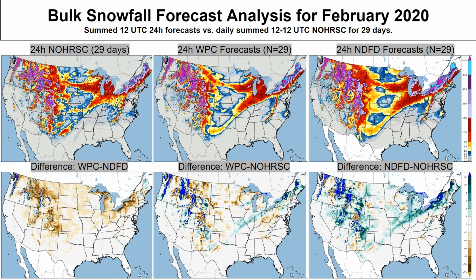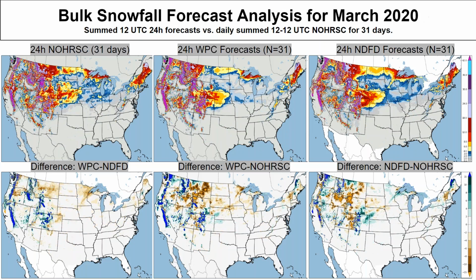And again, we see the same characteristics appearing in the difference fields: slight under forecast, lower amounts of snowfall forecast by WPC as opposed to NDFD. A pretty decent forecast, though, overall. I think the errors are pretty low here for the month of February, and some pretty good forecasts occurring in February. And did I include March here? I'm not sure if I have March on the next one or not.